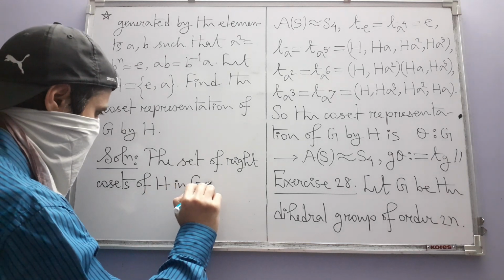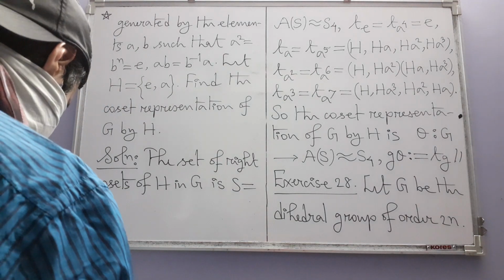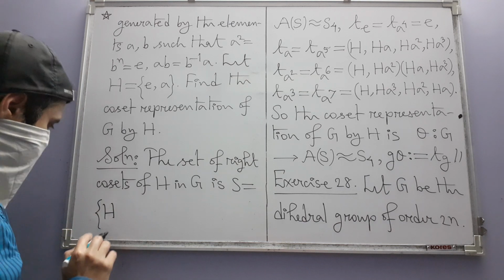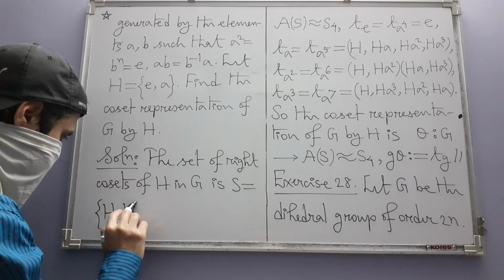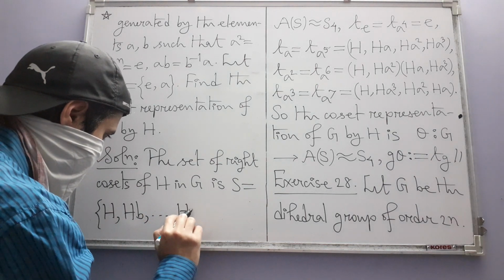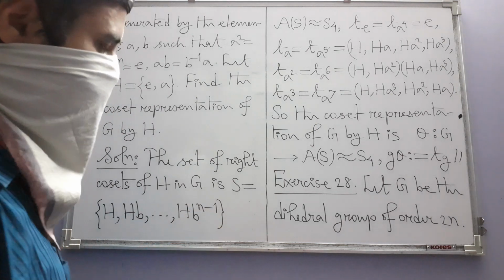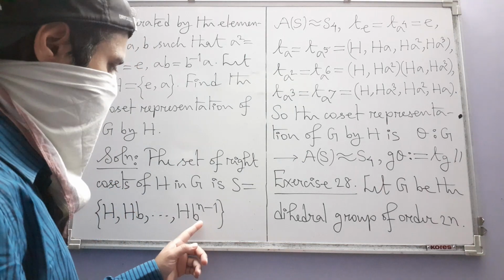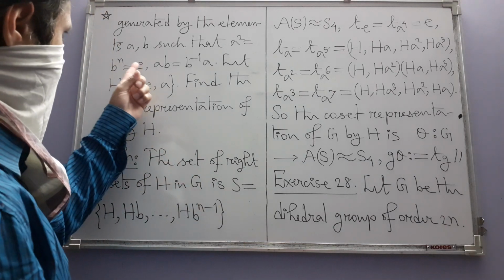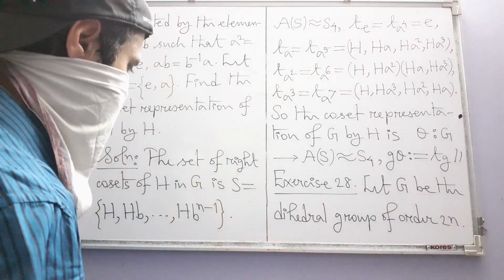H in G is, again, it turns out that it's just this: H, HB, HB squared, so things go in that pattern, and you go till HB to the power n minus 1. Because if you take the next one, then you get HB to the power n. B to the power n is identity, so you get H back. So these are all the distinct cosets.